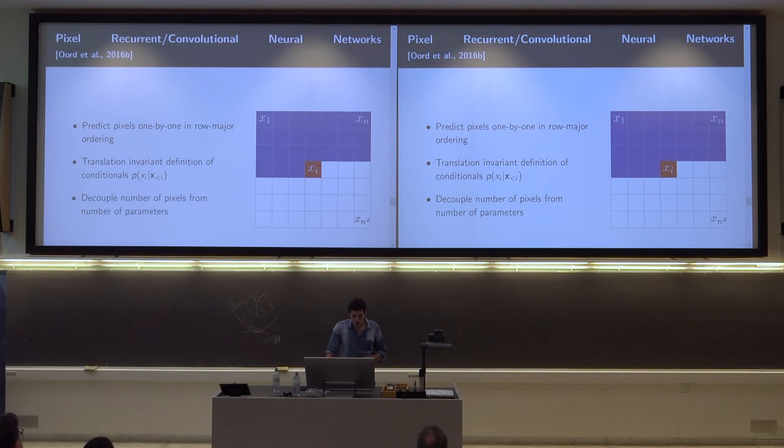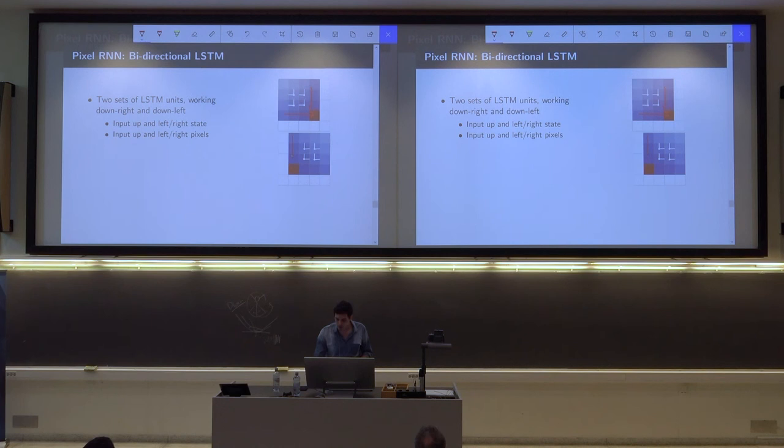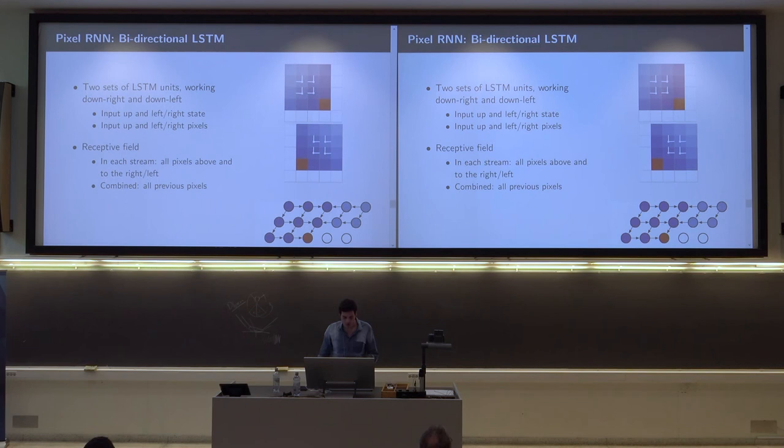If you define things like this, it's a recurrent network, it doesn't care about the length of your sequence. So you decouple the complexity of your model from the length of the sequence, because it's recurrent. That's a property of recurrent networks. In practice, you could implement it with two sets of bidirectional LSTMs, one working left to bottom, another one working left to right, you see the picture. And then you combine these things to see all of the pixels that you were allowed to see.